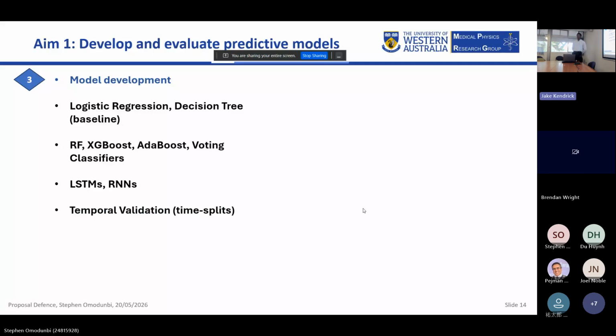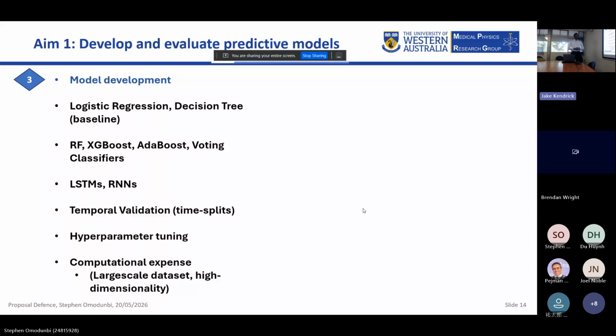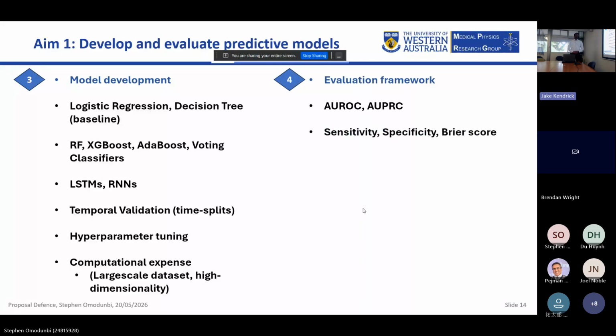We're going to be using temporal validation, so we're going to focus on time splits, considering we're doing patient predictions within the next 12 months based on past patient data. And it's going to involve hyperparameter tuning, of course. Computational expense would be a challenge, due to it being a large scale data set with high dimensionality, but I'm sure the computers here at Charlie should be good enough to handle that. And we're of course also going to include our evaluation framework. We're going to be using AUROC, area under the precision recall curve, sensitivity, specificity, and F-score, just to assess our models and see how well they do.